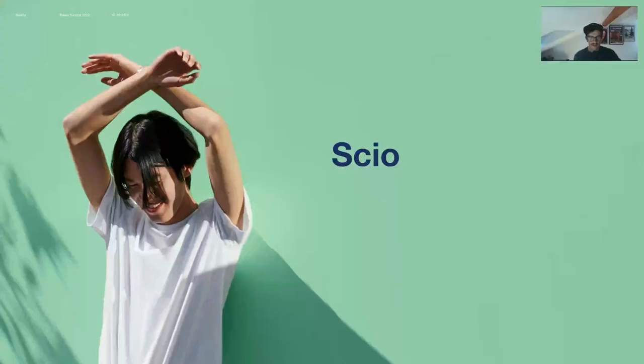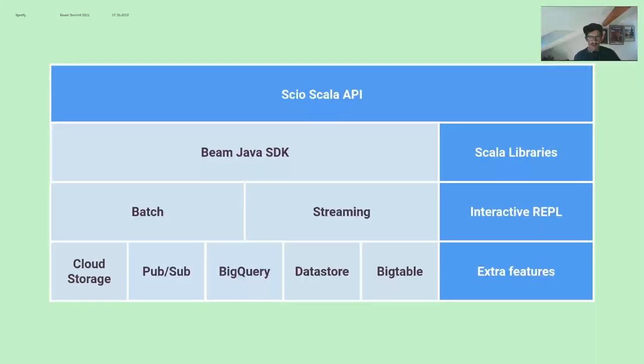Okay, now let's dig a bit into Scio. So here is a picture of what Scio is in the Beam ecosystem. Scio is the Scala API that comes on top of the Beam Java SDK. But it also brings some Scala libraries. We'll speak about them. For instance, there is Algebird or some Scala test framework.